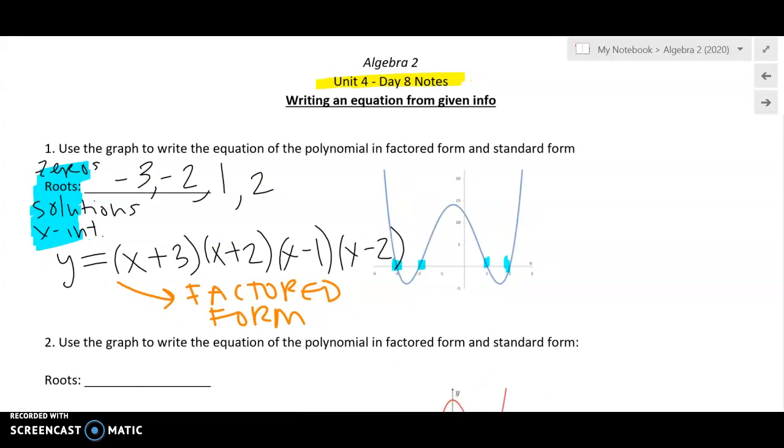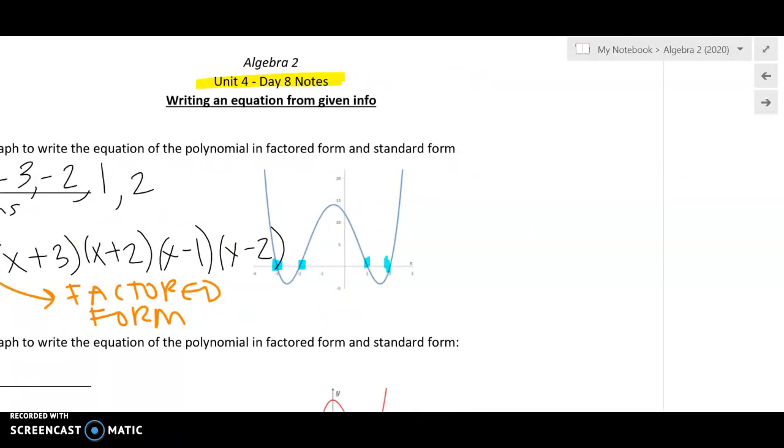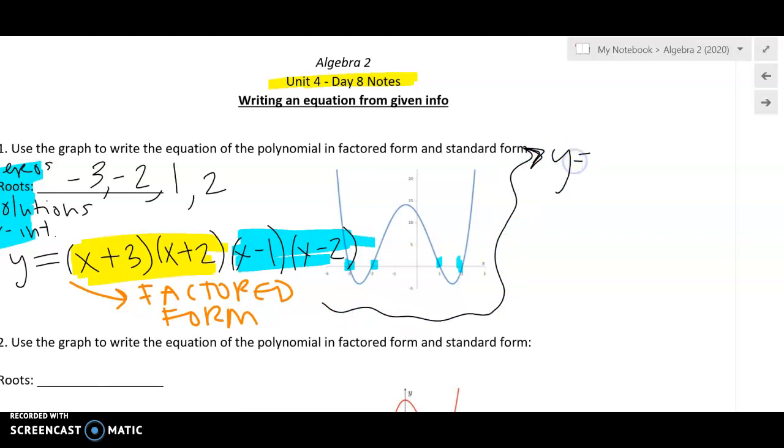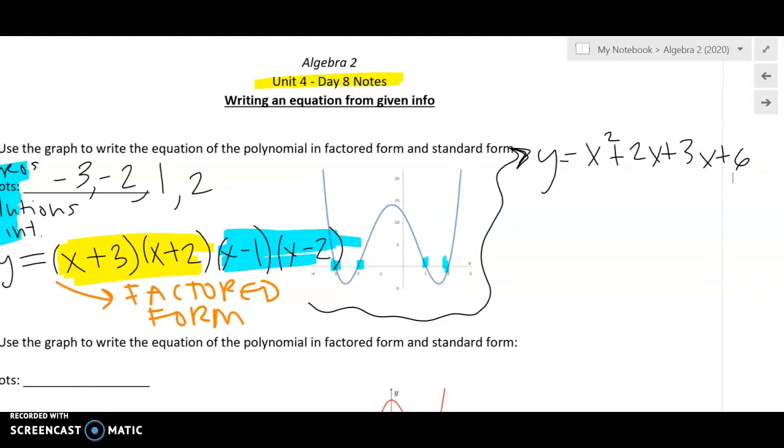I'm going to scoot over to the right side here and get some more space because it also wants this in standard form. Standard form is when I'm going to multiply this out. So when I multiply this out, I can only do 2 pieces at a time. So I'm going to do the yellow pieces and I'm going to do the blue pieces. Okay, and I'm going to show my work over here. So if I do the yellow pieces, I'm foiling. I get x squared plus 2x plus 3x plus 6. I foiled it.